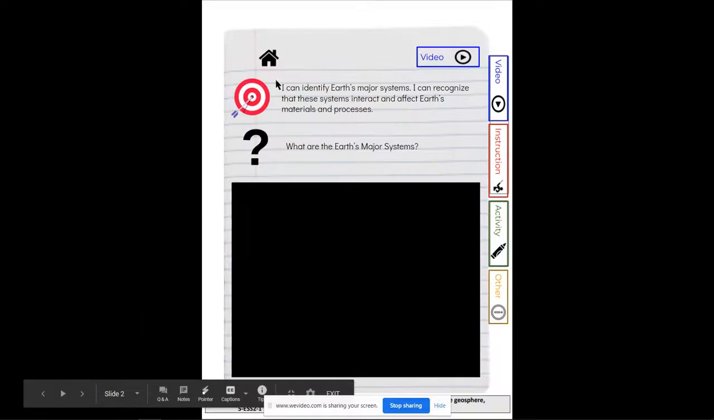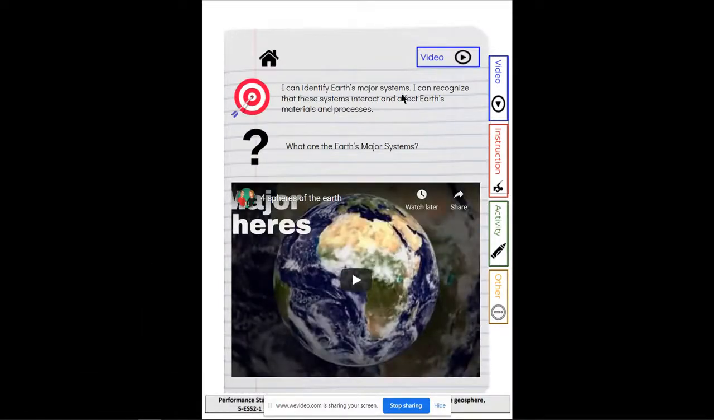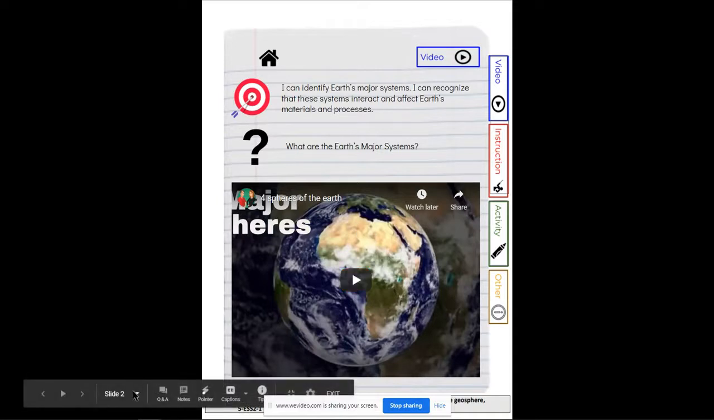Your goal today, scientists, is that you can identify Earth's major systems and you can recognize that these systems interact and affect Earth's materials and processes. This is a short background video telling you about each of the Earth's four major spheres, the four systems.